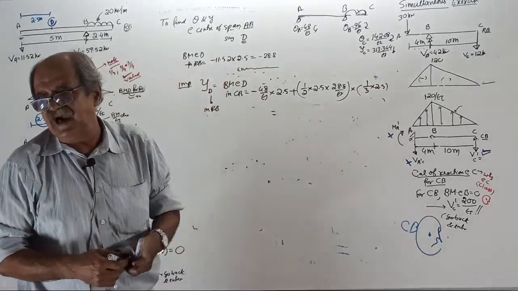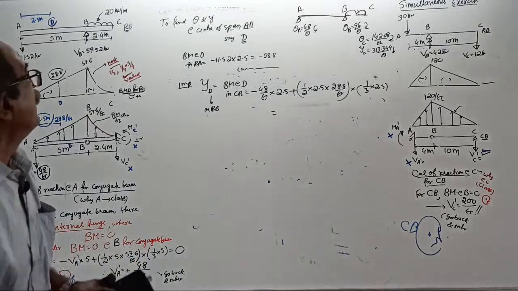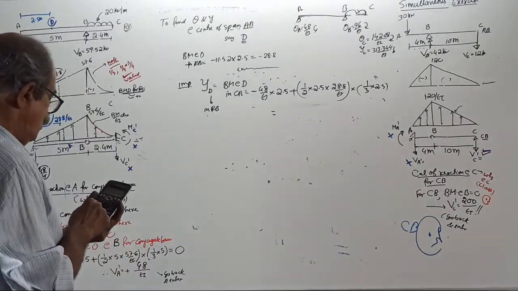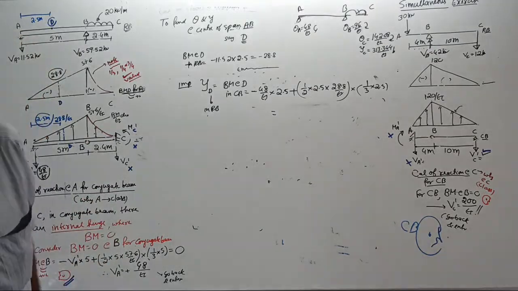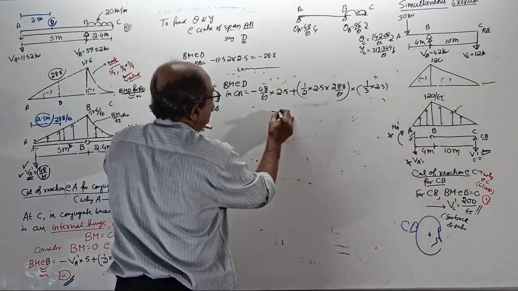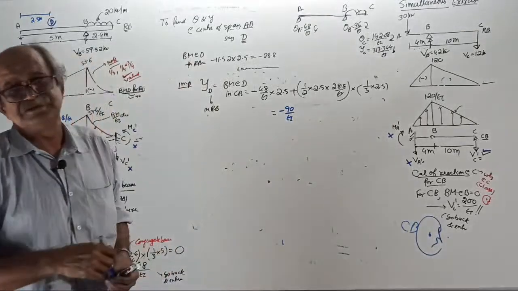I will write the answer using my trick. Ayyo, this is not the trick. Over. 90 by EI should come. And very important, minus 90 by EI will come. Not plus, minus will come.